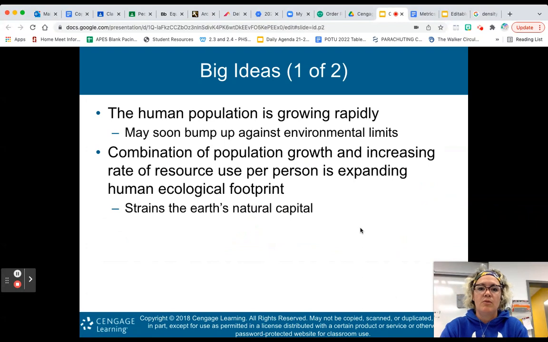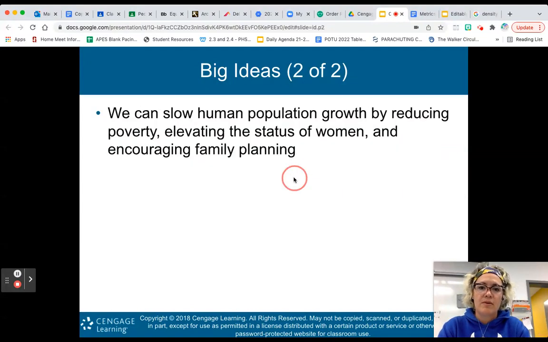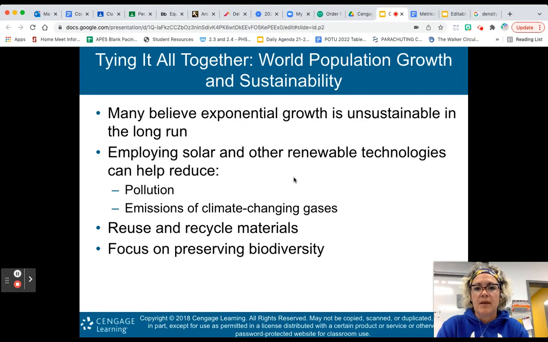So big takeaways. Human population is growing, still growing rapidly. The combination of population growth and increasing rates of resource use per person is expanding our ecological footprint. This strains the Earth's natural capital. We can slow human population growth by reducing poverty, elevating the status of women, and encouraging family planning. And when we tie it all together, we know that many believe that exponential growth is unsustainable in the long run. And so employing solar and other renewable technologies to help reduce pollution is an important part of our plan going forward in developing kind of a response to the historic human treatment of the earth.